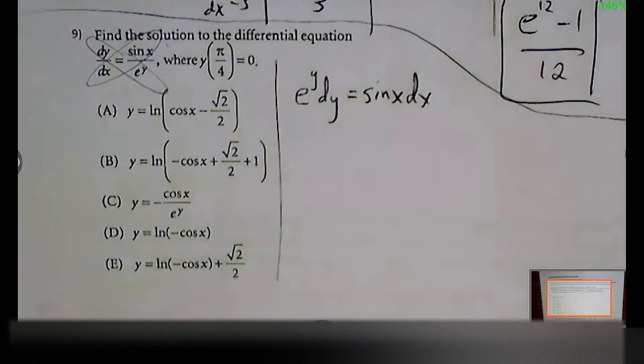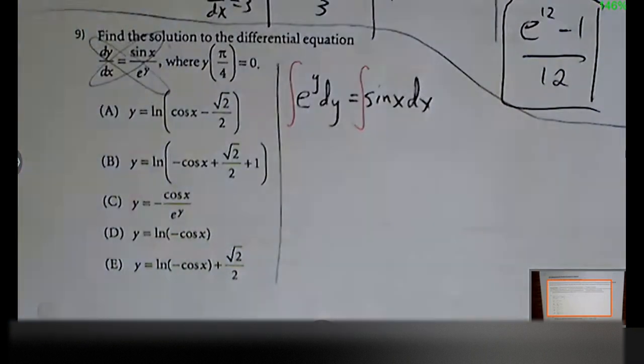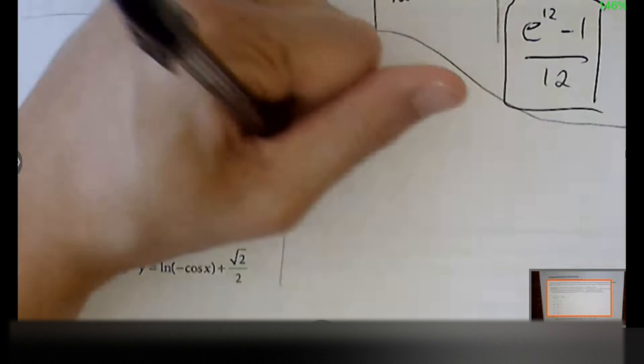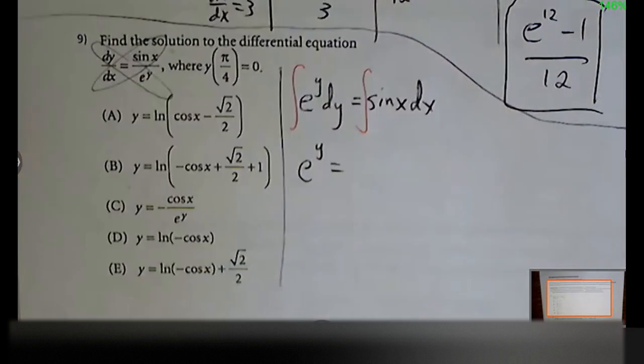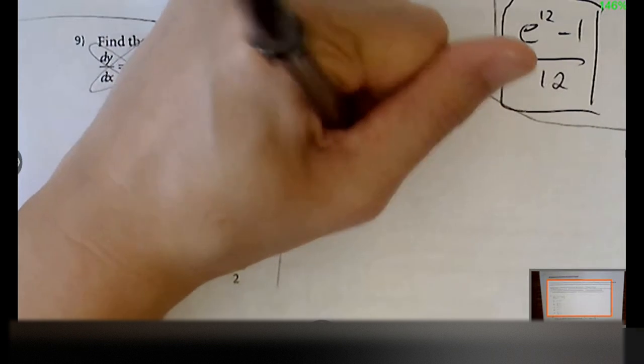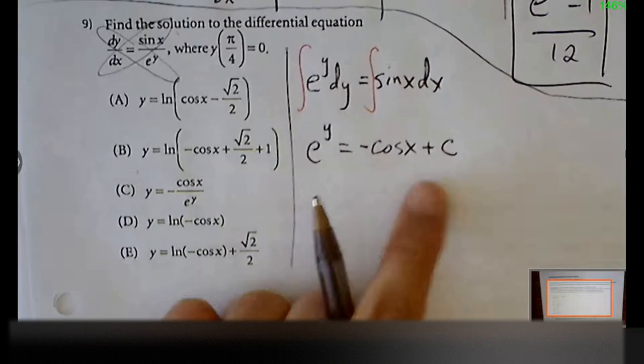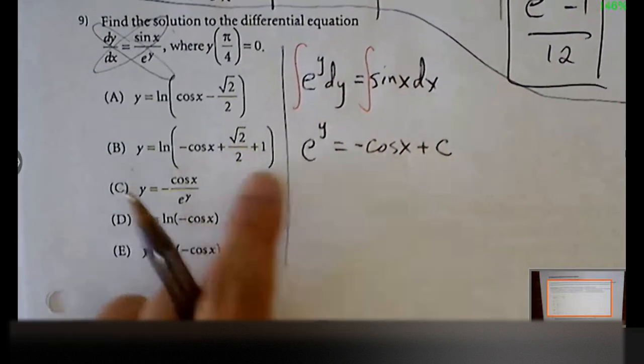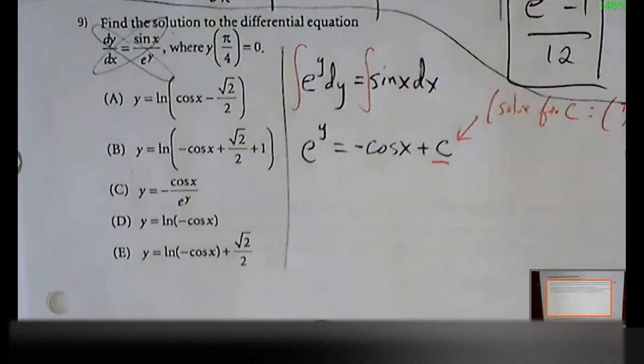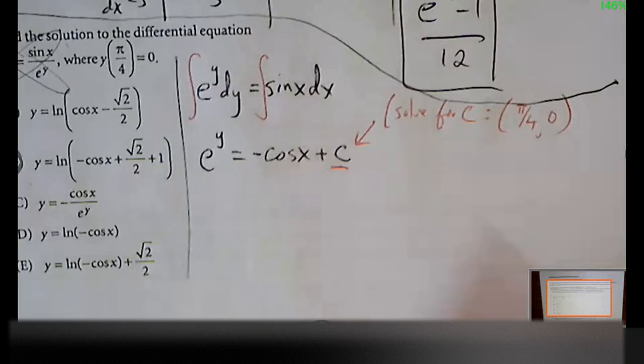Okay. We're going to apply the integral to both sides. Integral of e to the u is just e to the u. So e to the y becomes e to the y. Sine's integral is just negative cosine. And then plus c. So I think maybe it's cleaner to get c out of the way before we resolve that y. So I'm going to take my ordered pair and put it in. Using my ordered pair, pi over 4 and 0. Okay, pi over 4 for x, 0 in for y.